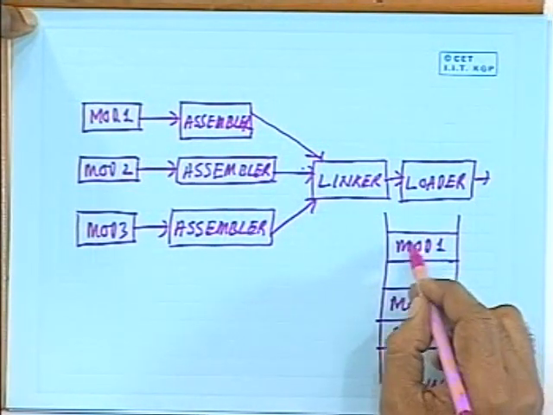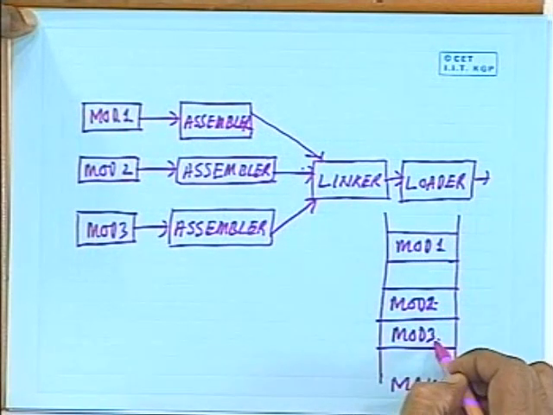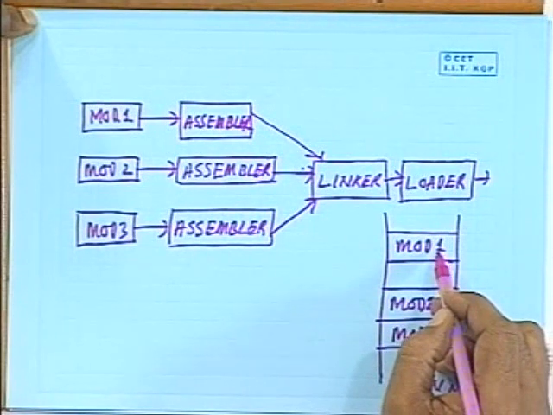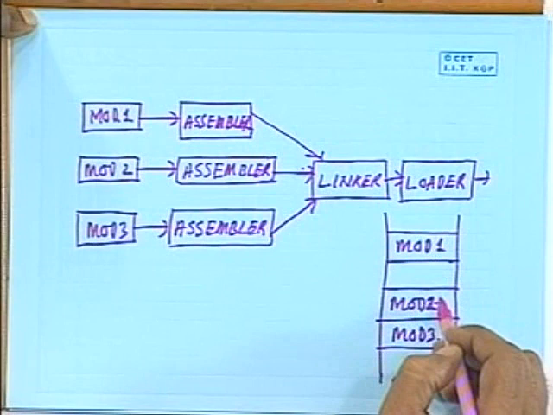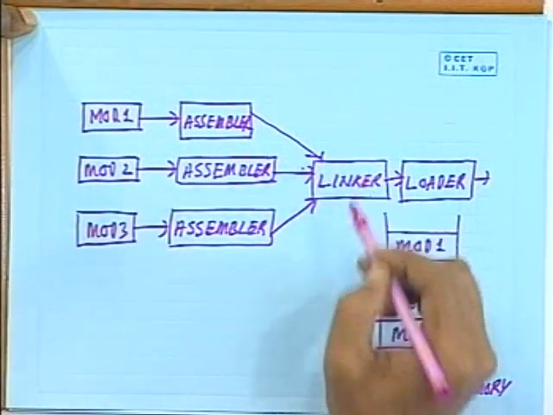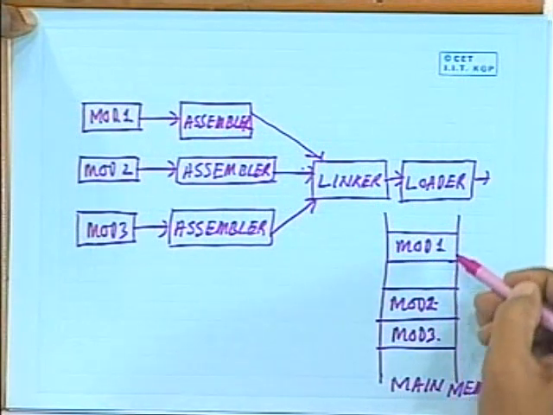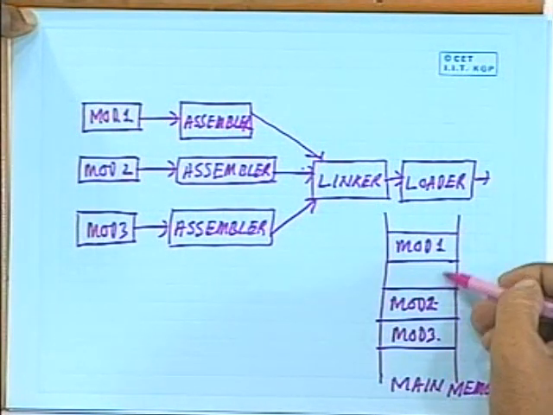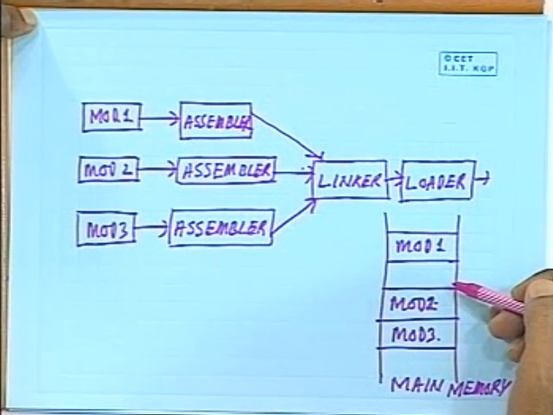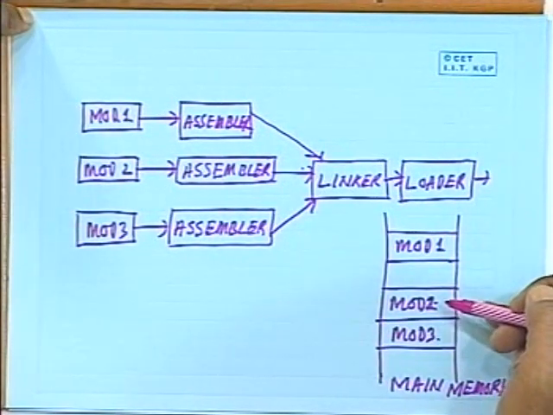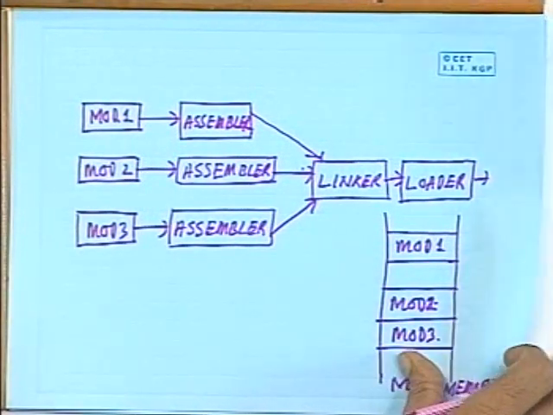Now module 1 may be the main program, and module 2 and module 3 may be the subroutines. So module 1 will call this subroutine and will call this subroutine. Now these call addresses are linked with the help of this linker. That means after this loading is done, the program can be executed. All the three modules will interact with each other and the program can be executed. So this is how a big program, a big task can be implemented in terms of modules.